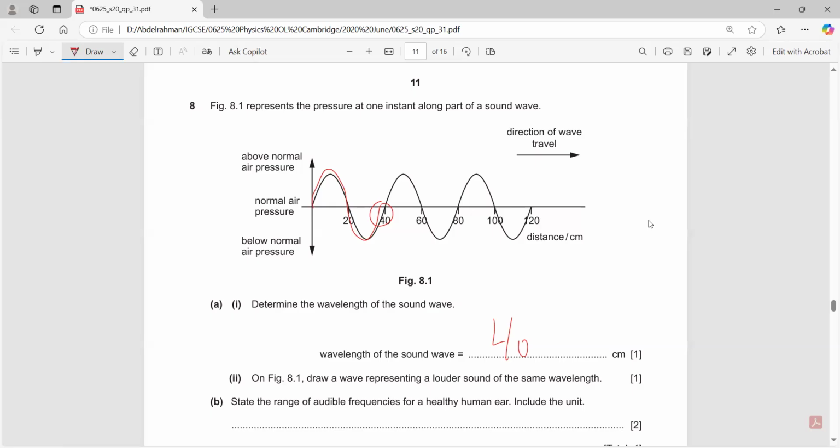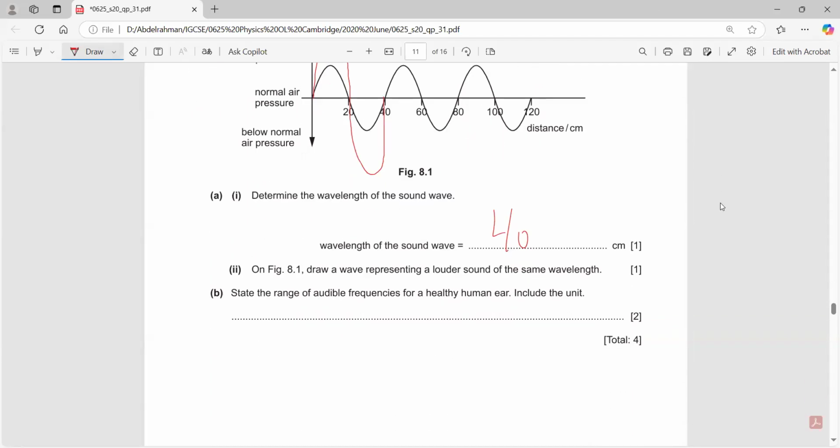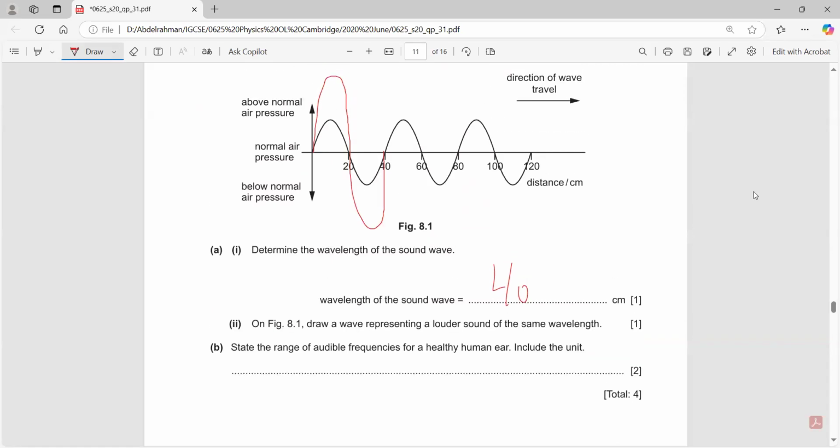On figure 8.1, draw a wave representing a louder sound with the same wavelength. How can I draw a louder sound? Simply, you need to increase the amplitude, but the same wavelength, so it will pass by 20 and it will pass by 40. Okay, higher amplitude.